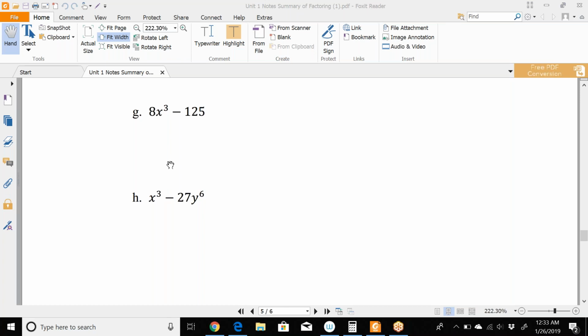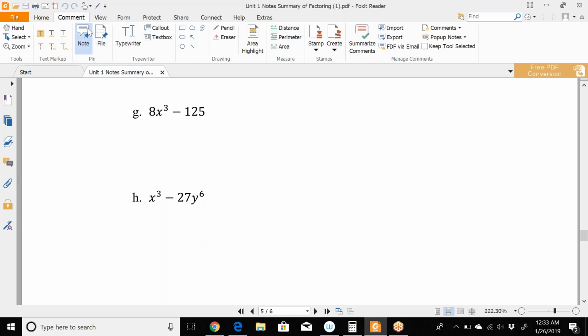All right, this is the summary of factoring video. I wanted to do a couple of the ones we skipped over and also the big factoring one with the negative exponents at the end. So I wanted to do another perfect cube. Essentially, this is the difference of two perfect cubes. The cube root of 8 is 2, and the cube root of x cubed is x. The cube root of 125 is 5.